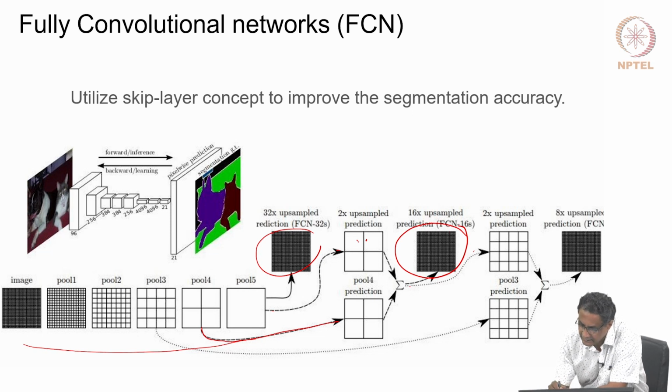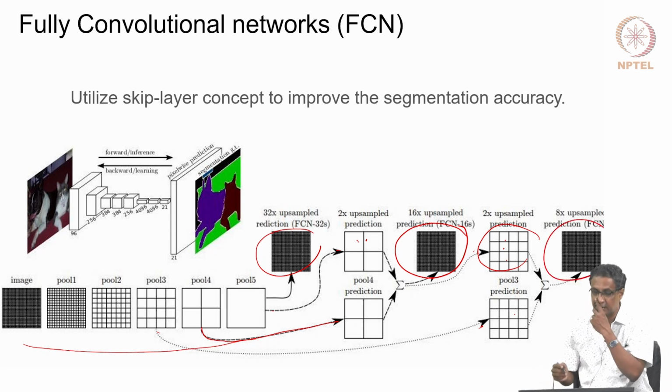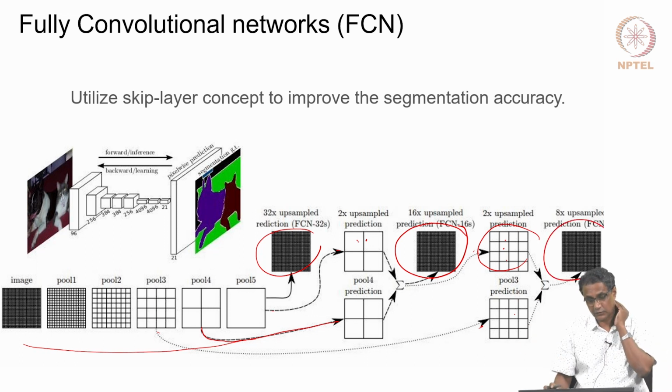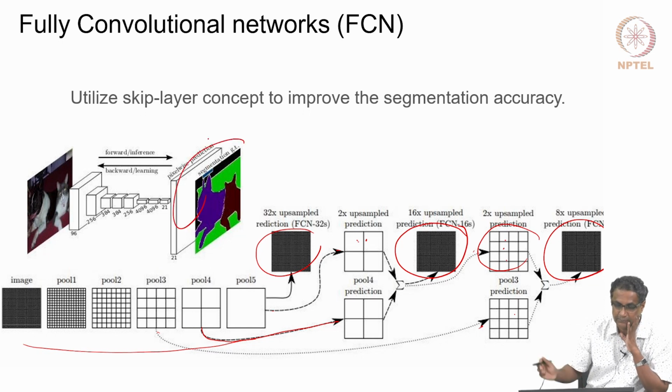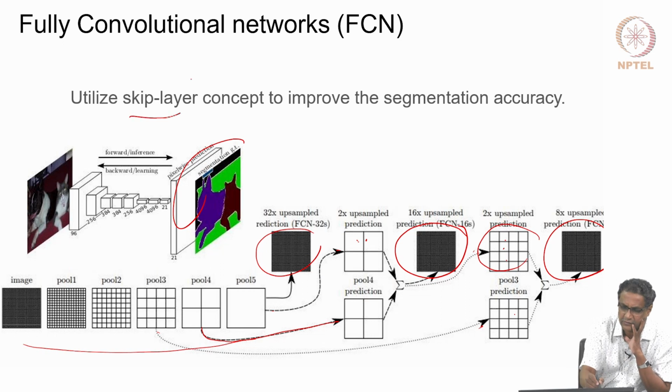Then you take this and upsample it by 2x, and you fuse it with the output from pool 3, because these two are at the same resolution. That's how you arrive at the final segmentation map, which you compare with the ground truth. So this is called the skip layer concept.